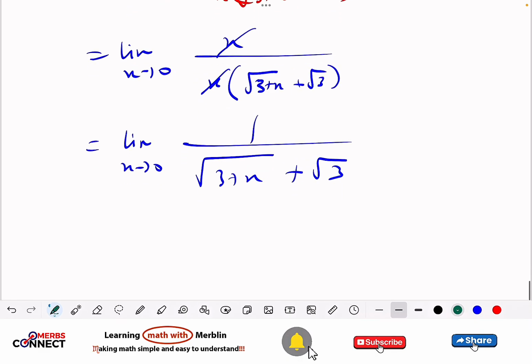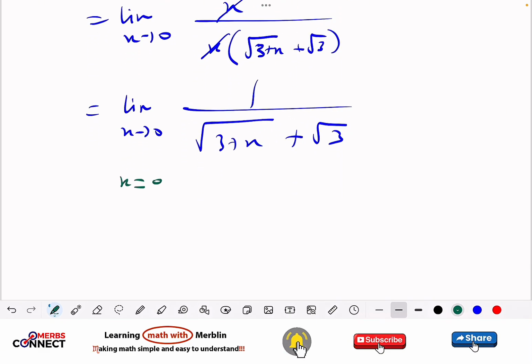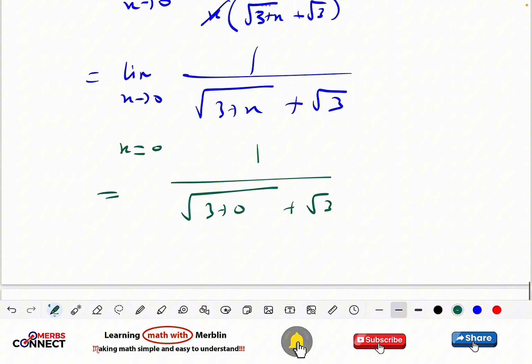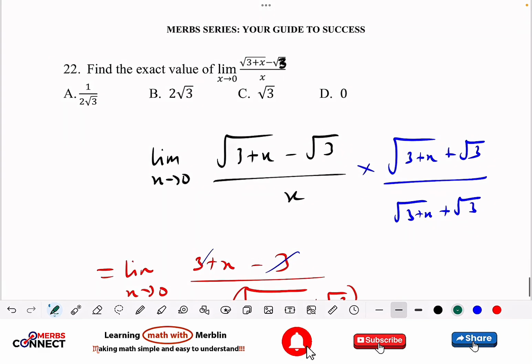Now that we've cancelled the x, we can set x to be 0 and have square root of 3 plus 0 plus square root of 3. This is going to give us 1 divided by square root of 3 plus square root of 3, which is the same as 1 divided by 2 square root of 3. So we are going to have A.